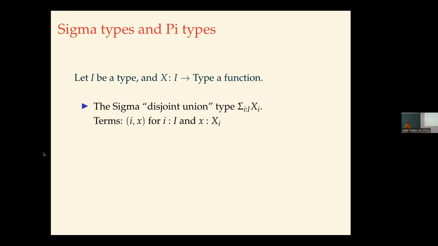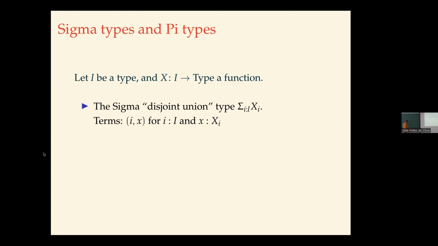So for every term little i of I, you get a type, and I'll just write X sub i for that type. Then you can build a new type, which is called a sigma type, and it basically means that you take the disjoint union of all these X_i's. And so a term of this sigma type is a pair i comma x, where i is a term of the indexing type and x is a term of the type indexed by i.